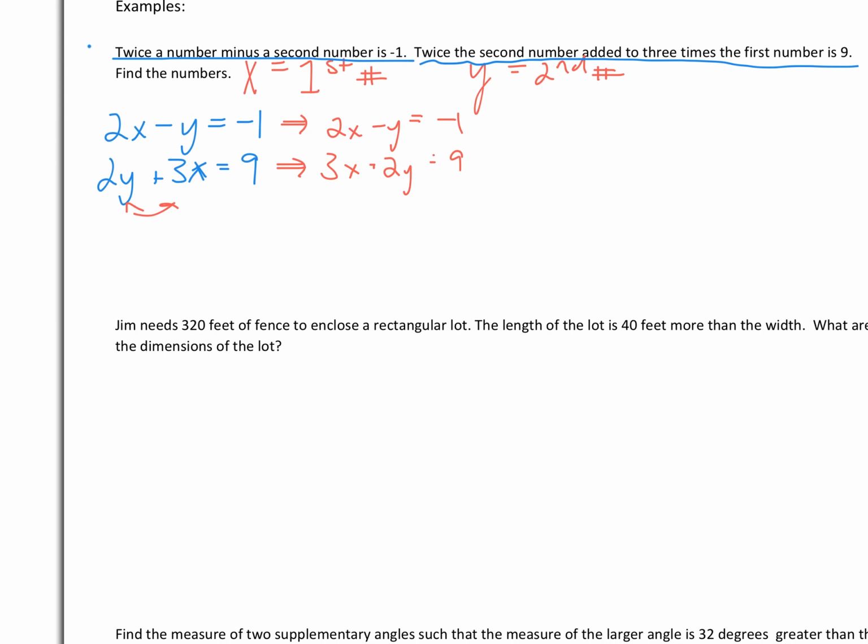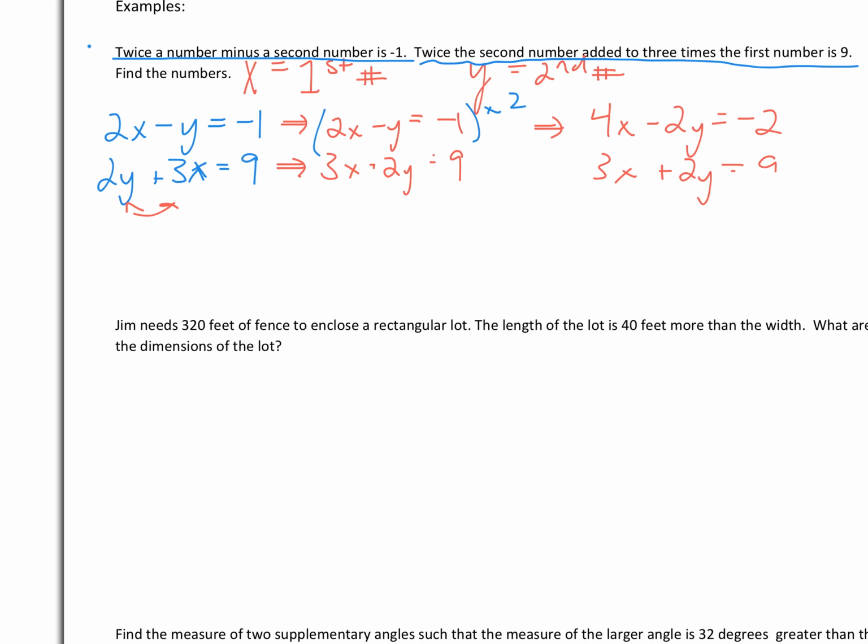From here, I'm probably going to want to eliminate the y's. So let's multiply this first equation by 2, so that we'll have -2y on top and then +2y on the bottom. So when I do that, let me rewrite what I have. 4x minus 2y equals -2. 3x plus 2y equals 9.